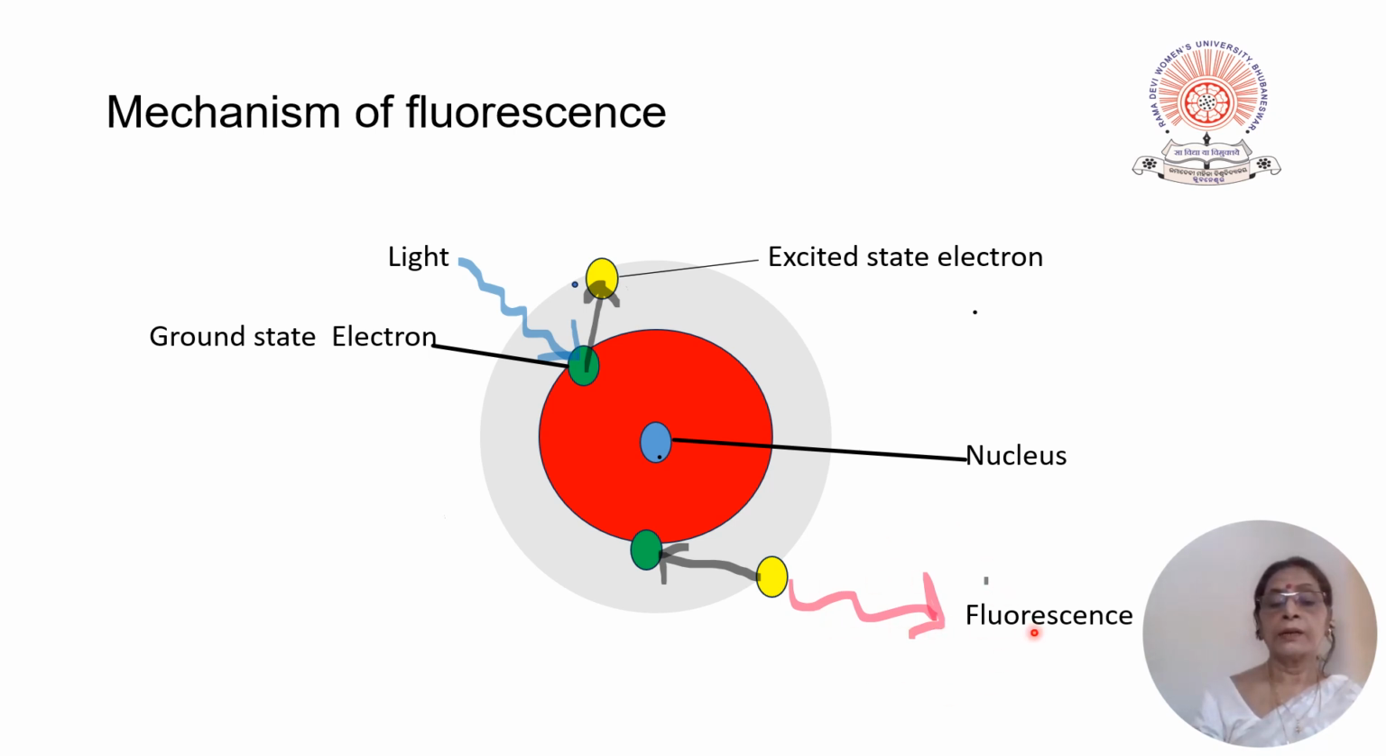and the fluorescence emitted by this electron is of a longer wavelength and less energy than the incident wavelength. Incident wavelength is shorter and the fluorescence wavelength is longer. Incident energy is higher and fluorescence energy is lower.